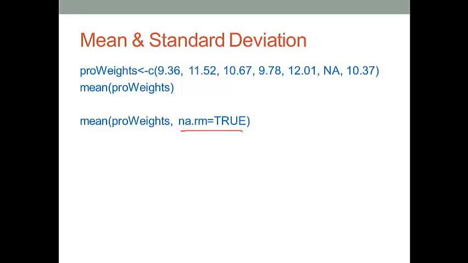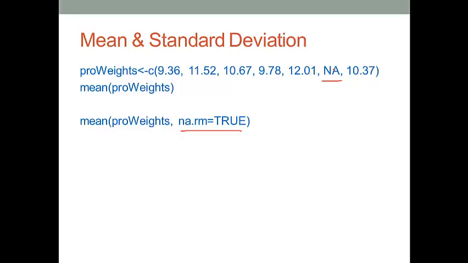Let's see this example. Suppose we already recorded the customer's weights. As you can see, inside of this vector, we have a missing data value. If you use mean to calculate the data set pro weights directly, you will get NA as the final result. That's why when we use the mean function to calculate this data set with missing data, we must indicate na.rm equals to true. By doing this, we can remove the NA from the dataset and calculate the average value for the rest of the dataset.